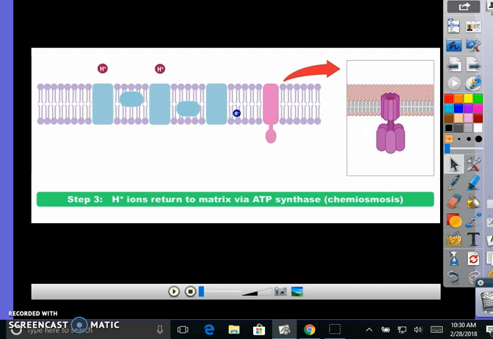But you can see it at the bottom of the screen where it says Step 3, hydrogen ions returned to the matrix via ATP synthase. So this is what the electron transport chain is doing, and these are going to be the steps that are necessary. So bear with me as we get this going.